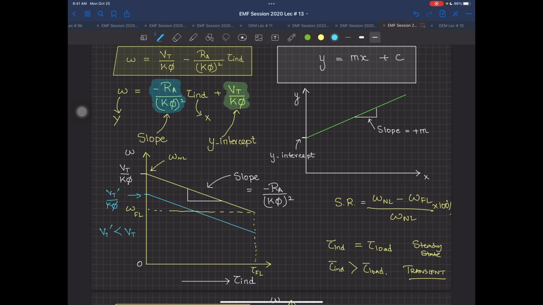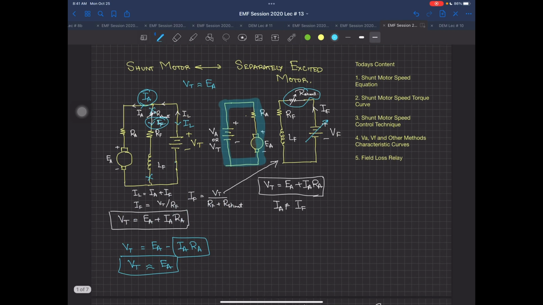This is the first method of speed control which we have done in the lab, and this is the same equation where it's telling you that you can change the y-intercept. What does the y-intercept change? The y-intercept changes the no load speed and also the full load speed. So now you can see the slope is still the same. One second. Now one thing very important, I have changed the Vt, but practically this Vt is not going to be changed.